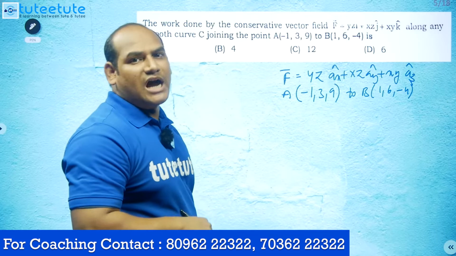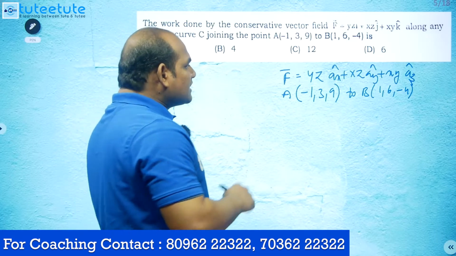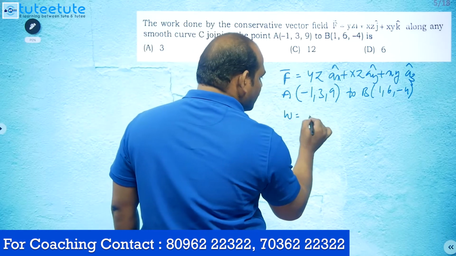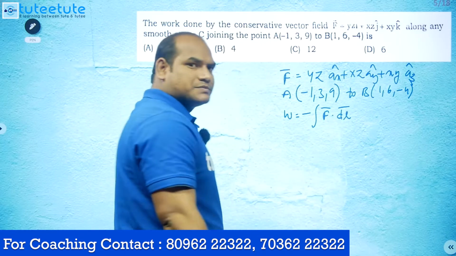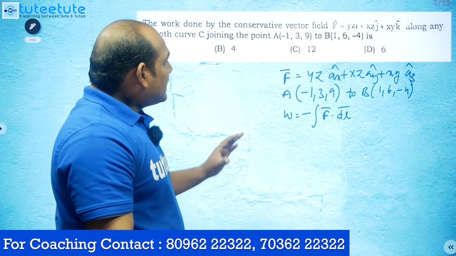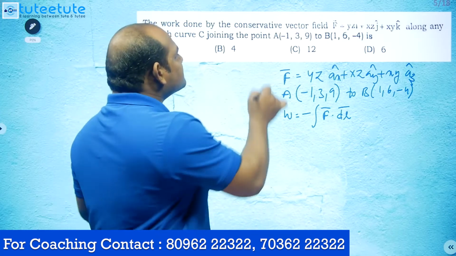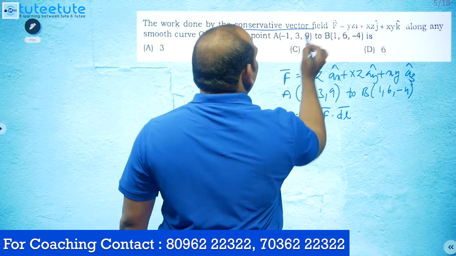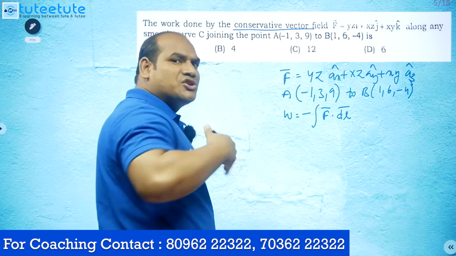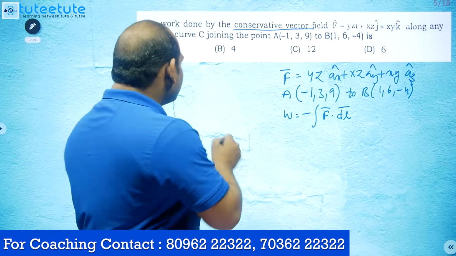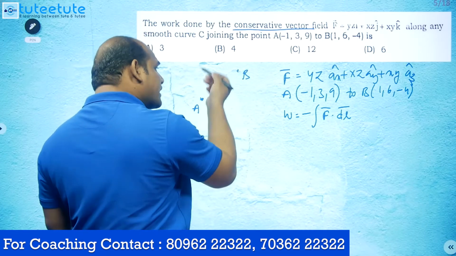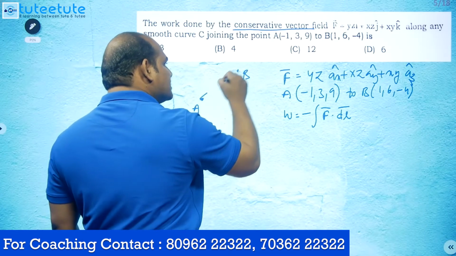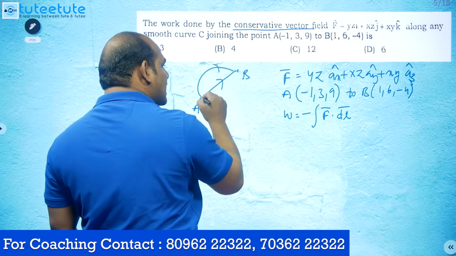Okay, that work done we have to calculate. So generally work done is given by, work done is equal to minus integral of F bar dot dL bar. This is the equation. And they have mentioned here conservative vector field. Conservative vector field is nothing but in any path you calculate the work. That means point A is here, point B is here. You can calculate the work done through this path, or through this path, or through this path.